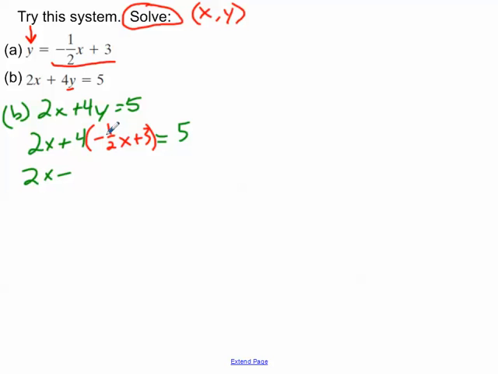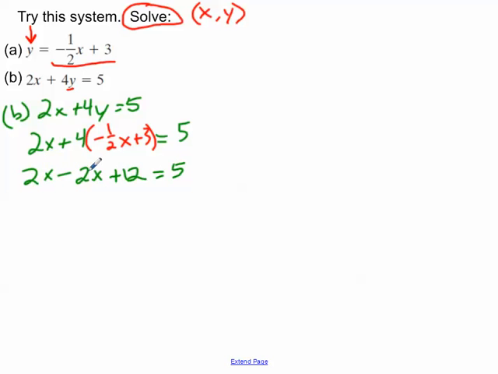4 times 1/2 is 4 over 2, or 2. 1/2 of 4 is 2. We've got the x still there. Distribute the 4. Positive 4 times positive 3 is positive 12. Equals 5. And now we just combine like terms because we've got x terms only and we've got numbers, so we can just solve for x, right?